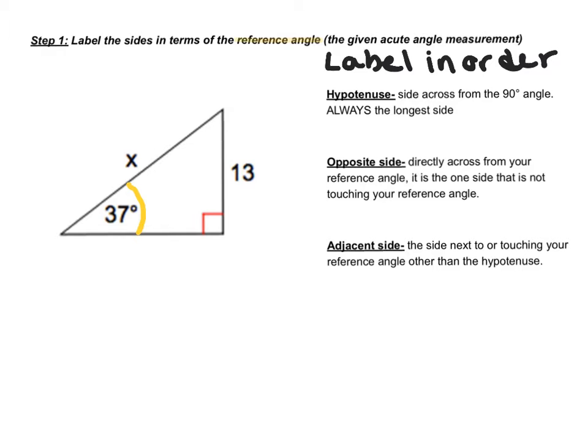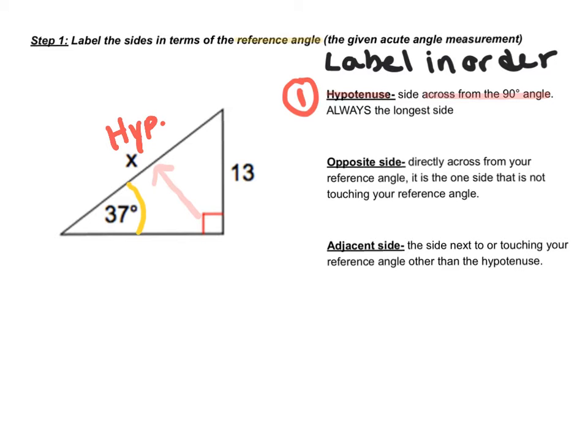So the first side that you're going to label is your hypotenuse, which is the side that is across from the 90-degree angle. So if I look across from the 90-degree angle, I get this side x, which I'm going to label as the hypotenuse.